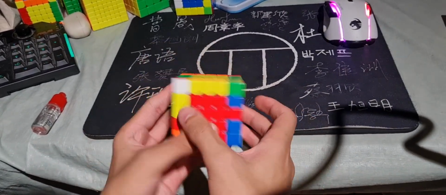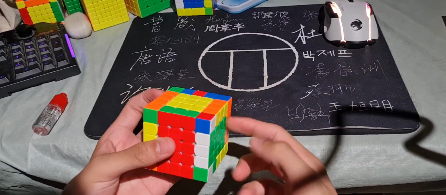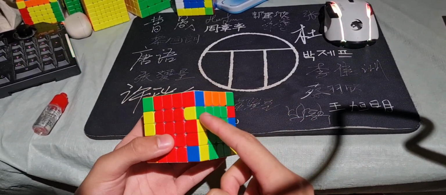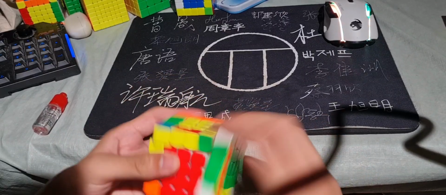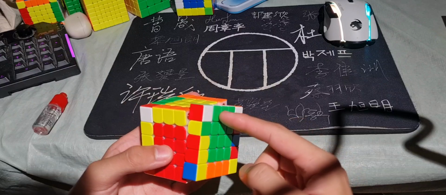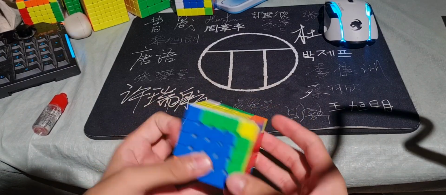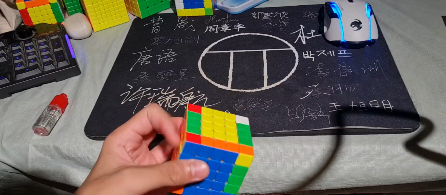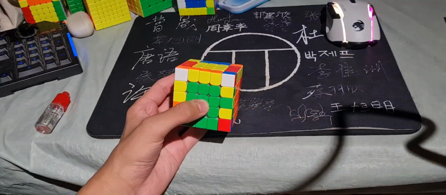So what happens when one of those edges is flipped? What you can do is either this, which flips one edge, or which flips both edges, or you can do an R2, but then your cross gets destroyed and you need to fix it again. So I would just do the first option that I showed you.